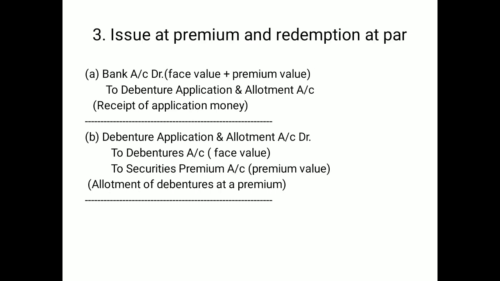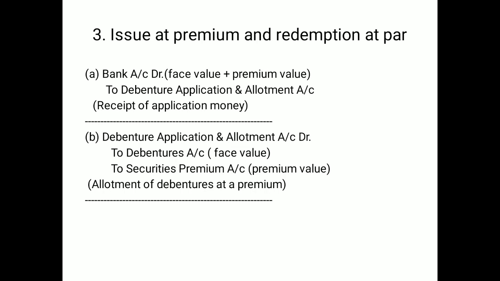Now next is issue at premium and payable at par. The word par is referring to the value 100. Suppose I am taking the premium value as rupees 10. Now you may see issued at premium means the money is received including premium, 100 plus 10. It means this entry is passed with 110. And then the same is debited with the debentures application and allotment, 110. But debentures will be credited with the face value 100, and securities premium will be credited with the premium value 10.